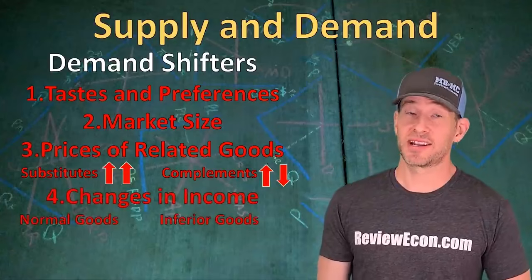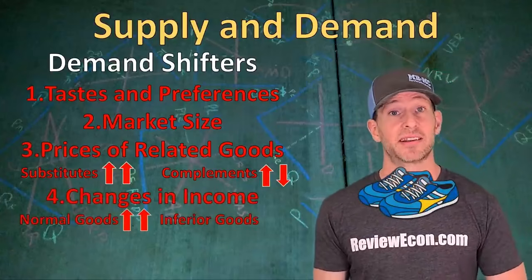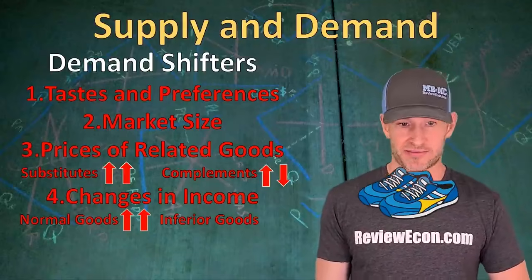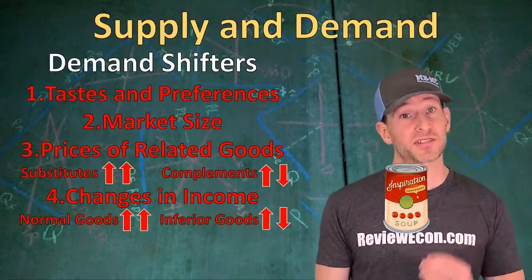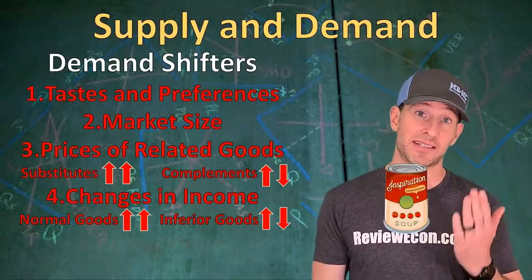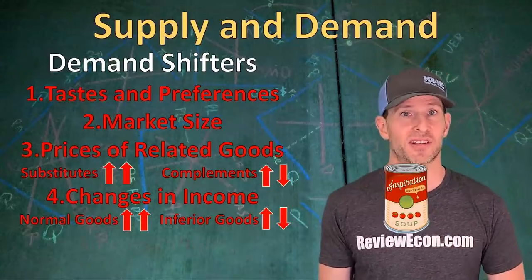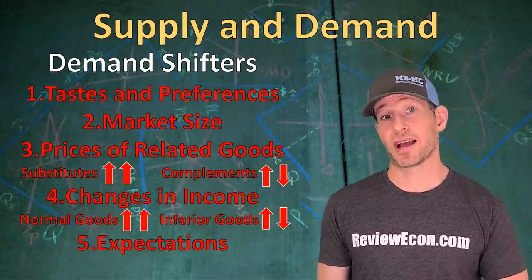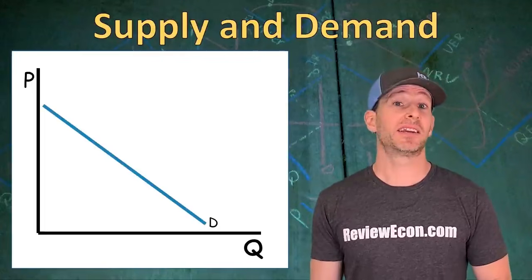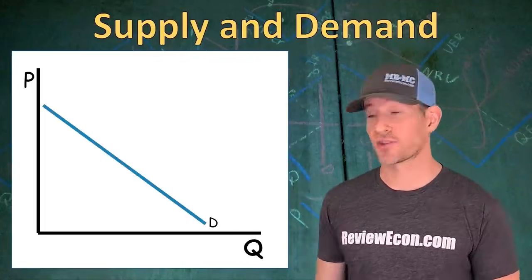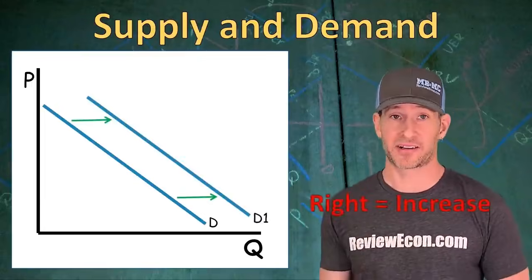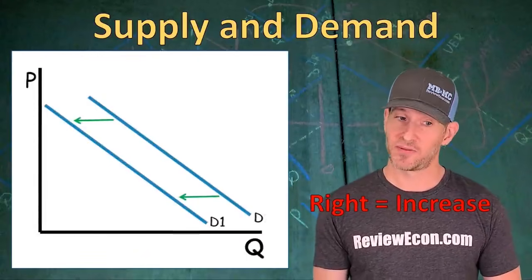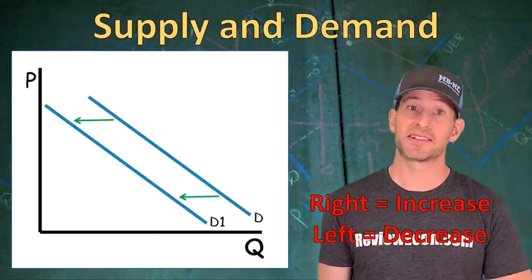When it comes to changes in income, for normal goods, an increase in income will increase the demand for the product, like shoes and most other goods. Inferior goods, like condensed soup, will see an increase in income causing a decrease in the demand for the product, and vice versa. And the last one is expectations for the future. Sometimes guesses about the future will impact how much people buy today. If you see an increase in the demand for the product, that is illustrated as a rightward shift of that demand curve. If there's a decrease in the demand for the product, that will be a leftward shift. So remember, right is an increase, and left is a decrease.